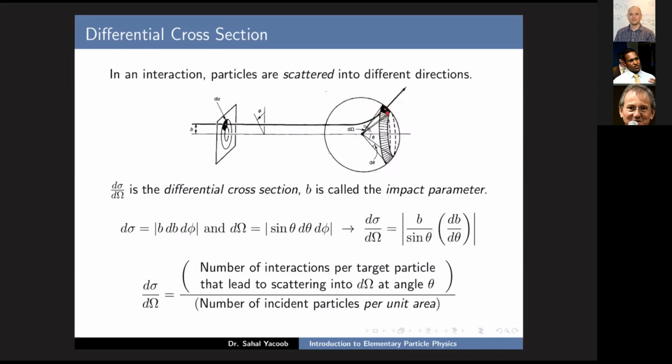piece d omega here, which is a piece, a solid angle piece of the hard sphere, we call d sigma d omega. And we care about differential cross sections because we can get more information. And that might seem counterintuitive because the cross section is all the information, and the differential cross section is kind of one step less, right?